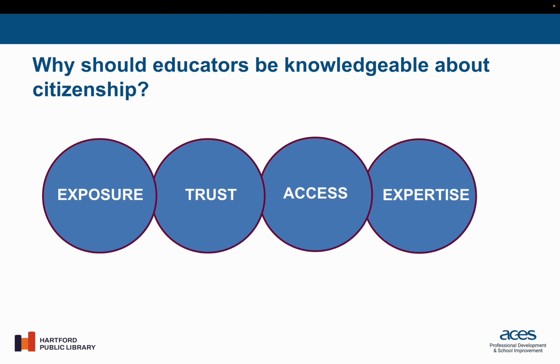Educators should be knowledgeable about U.S. citizenship for several reasons, but we will focus on the following interrelated concepts: exposure, trust, access, and expertise. School educators are often the very first person or point of contact for newly arrived students and their families when they come to the United States. This initial contact with students and subsequent frequent exposure once students are enrolled in schools allows immigrant youth and their families to develop trusting relationships with their teachers over time.